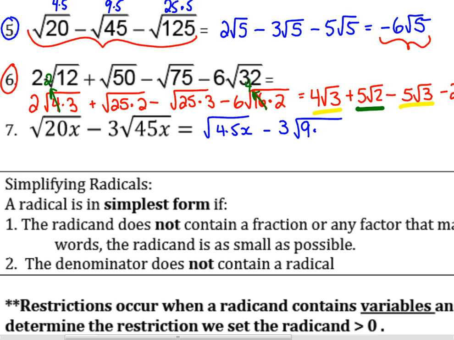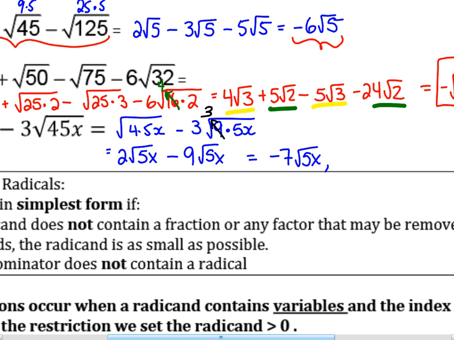9 times 5x. So when you simplify this, square root of 4 will become a 2 root 5x minus, what's going to be your coefficient here? Minus 9 root 5x, because the square root of 9 is 3, and 3 times 3 will give you 9. So collecting like terms, 9 minus 2, or 2 minus 9, sorry. Negative 7 root 5x. Can x be anything?